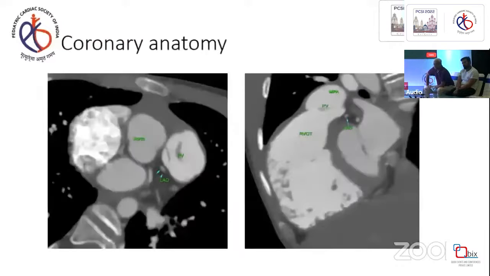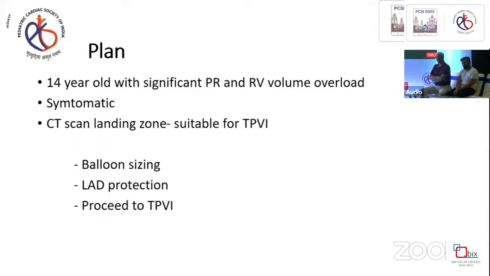Next slide, please. The coronary anatomy is something we look for. The closest coronary artery to the landing zone is the LAD, and you can see the LAD is very close. So we always wire the closest coronary, so the LAD has to be wired. Next slide, please. So the plan: a 14-year-old boy with significant PR and RV volume overload and PS also. Symptomatic. CT scan showed a good landing zone, and we're going to do a balloon sizing, protect the LAD and proceed to TPVI, pulmonary valve implantation. That's the plan.